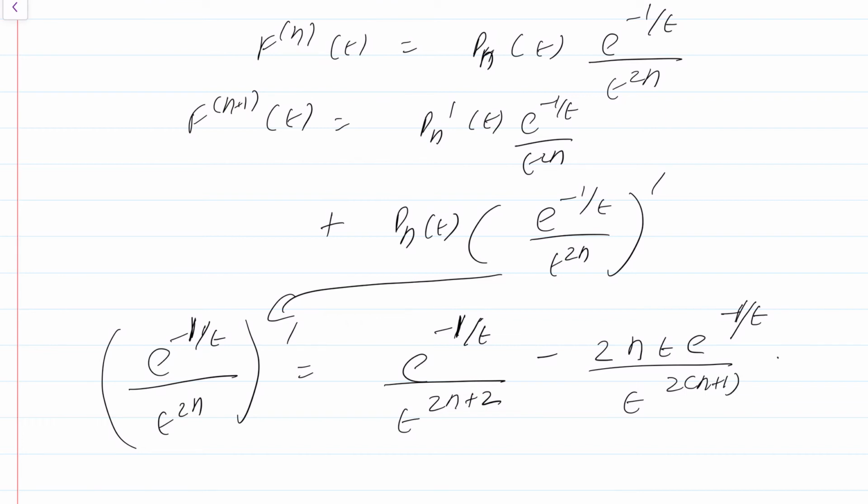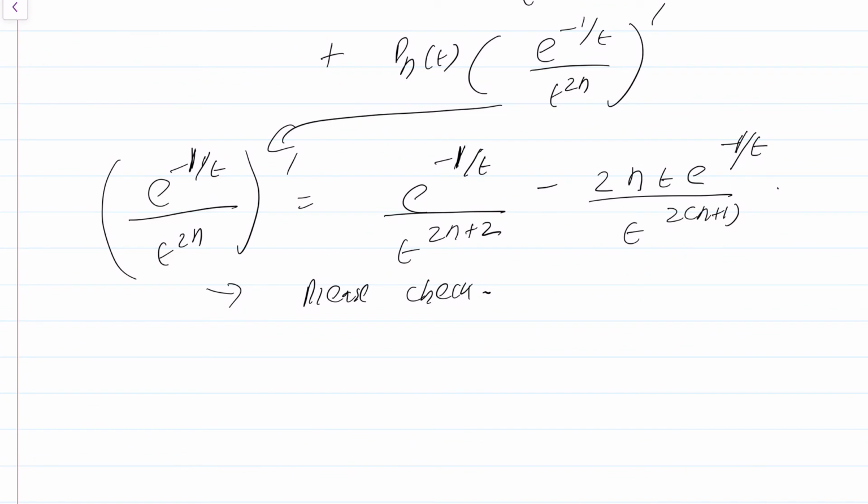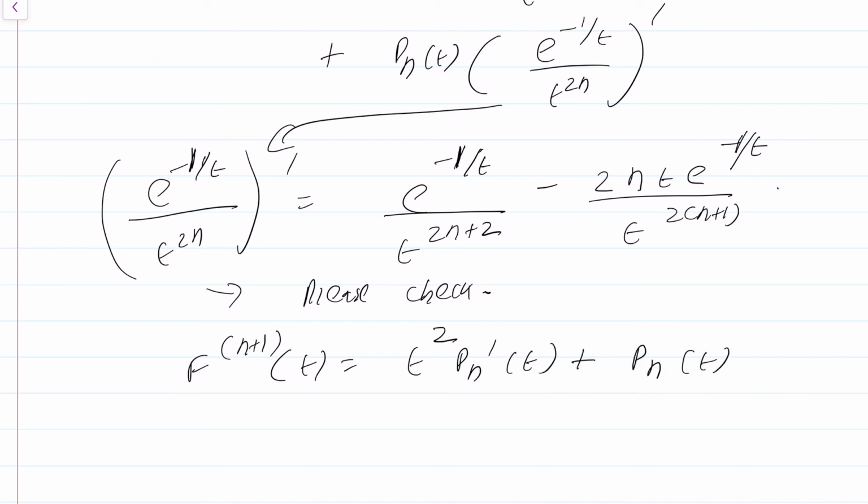Okay, so please check this. I have just differentiated 1 by t power 2n and we get this. Okay, now what does all this give us? It's going to give that f n plus 1, the derivative at t, is nothing but t squared pn prime of t plus pn of t minus 2n t pn of t, the whole multiplied by e power minus 1 by t by t power 2n plus 1.